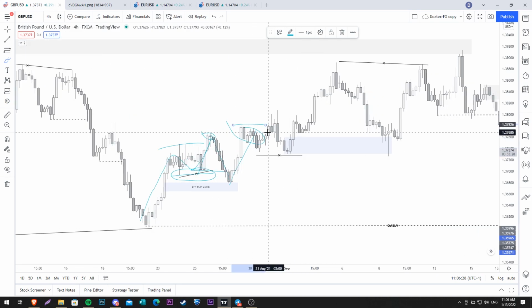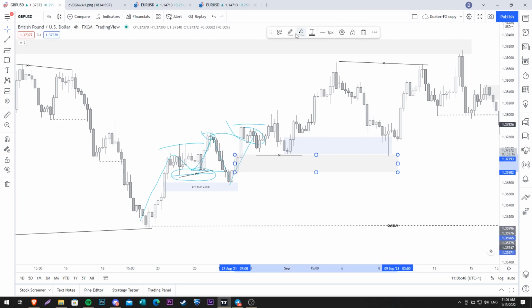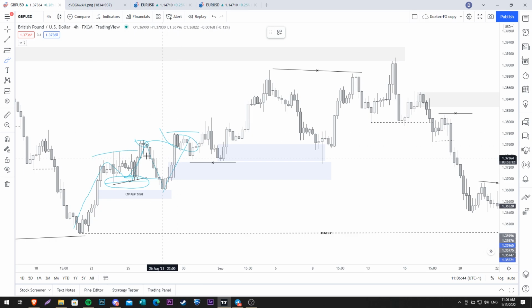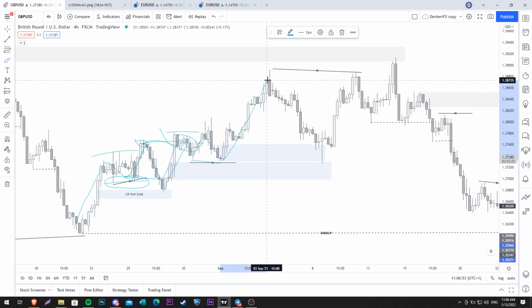Price breaks here, sorry. Price goes up, creates this other block just here, up. Price creates some liquidity here, equal lows, price breaks those equal lows, and continues its internal structure.